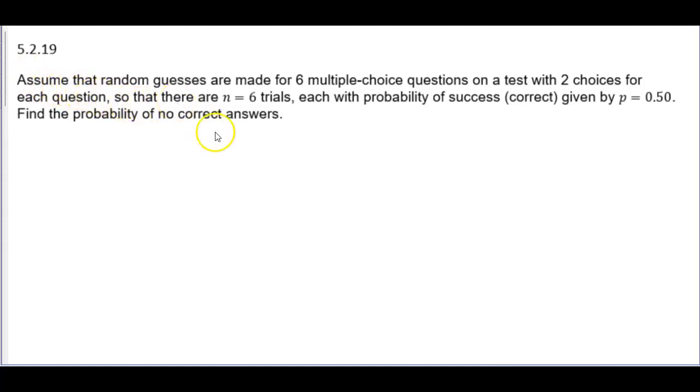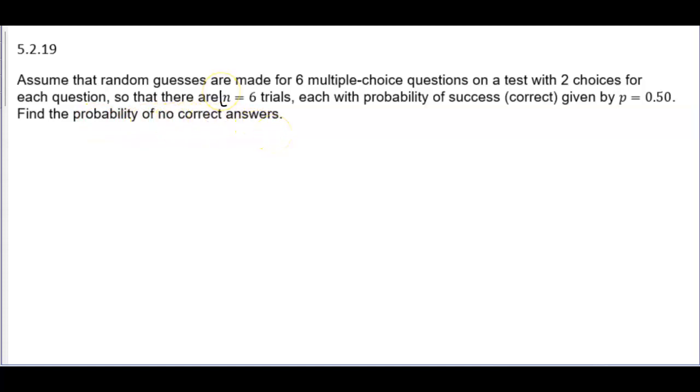Assume that random guesses are made for 6 multiple choice questions on a test with 2 choices for each question. So that there are n equals 6 trials, each with probability of success, correct, given by p equal to 0.50. Find the probability of no correct answers.